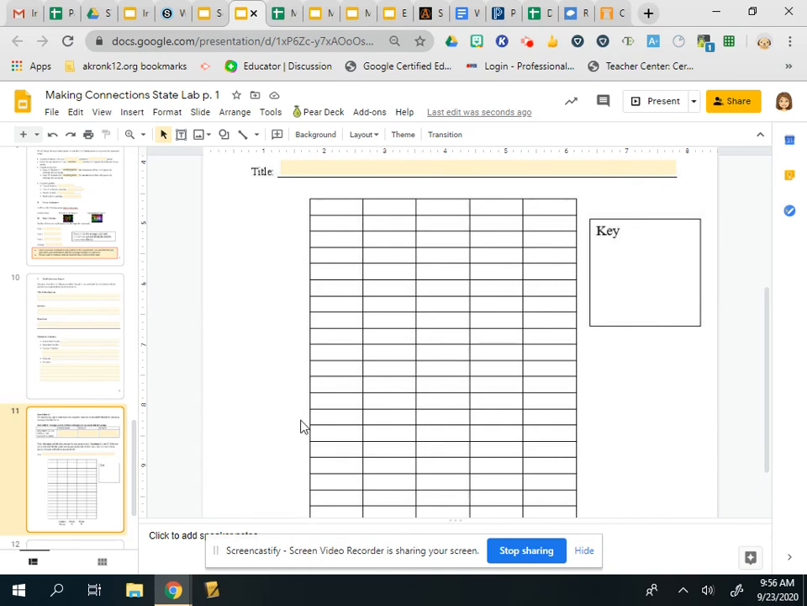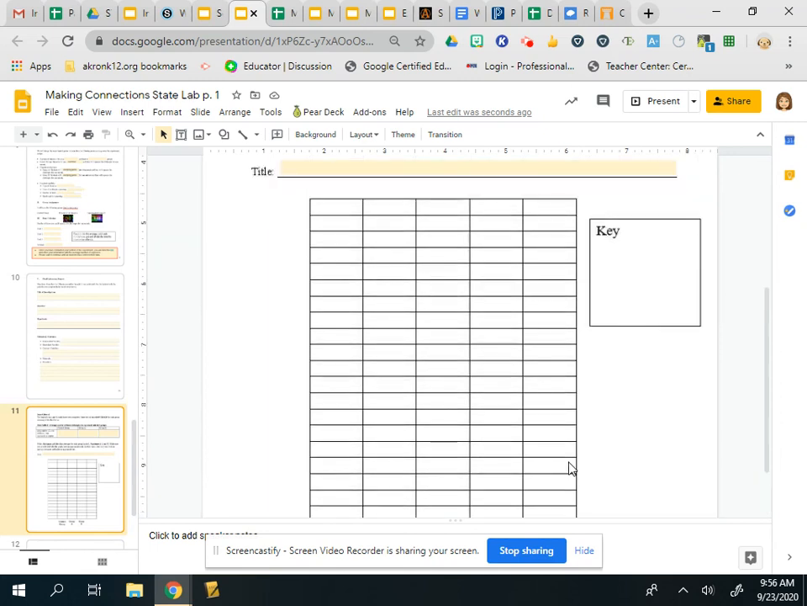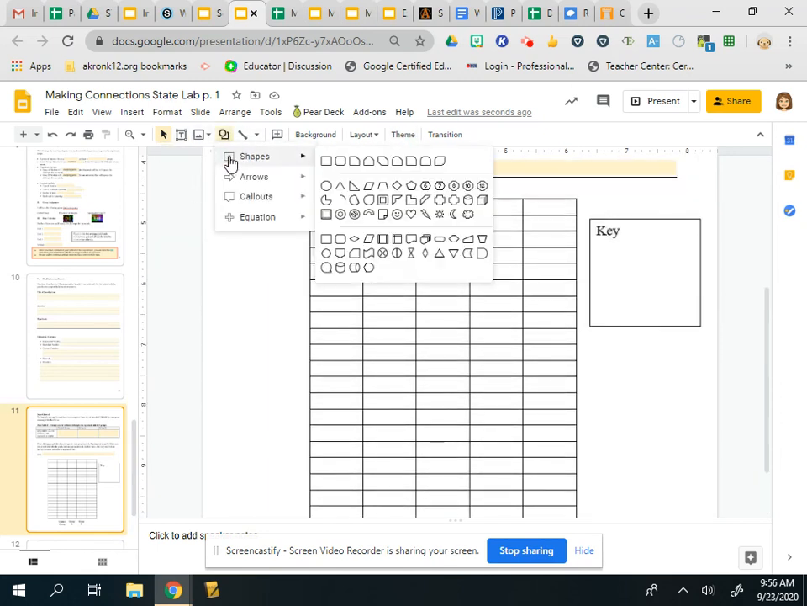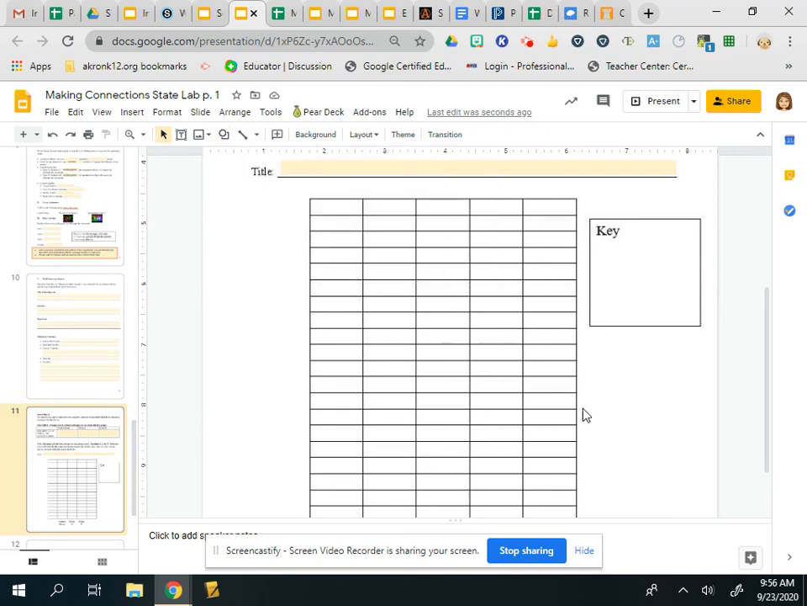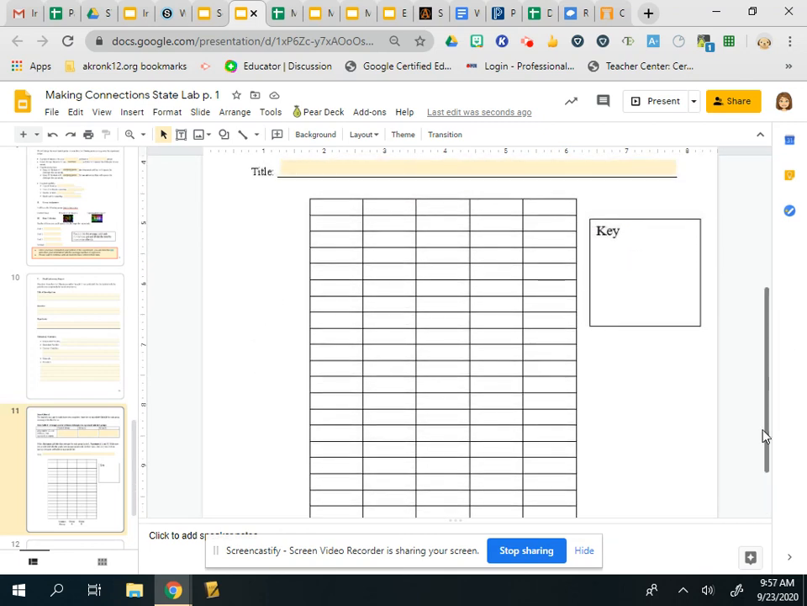But make sure you spread out your scale so that you have enough space to show your graph. And then you've got control group, group A and group B. And then you're gonna graph it. So you're gonna come up here and use your shapes again to shade in your bars. Make sure you include in the key which bar is which color. And that's how you complete your graph.